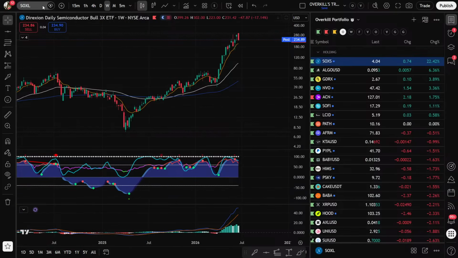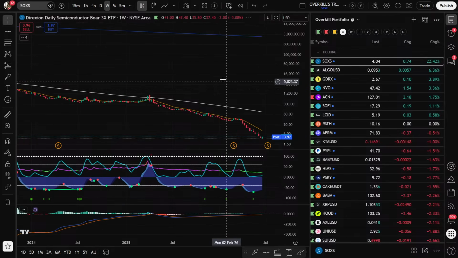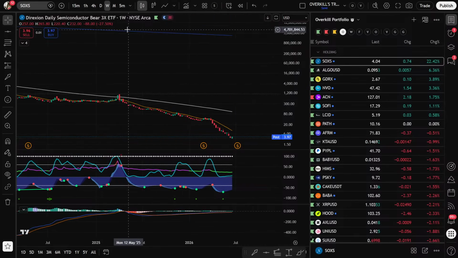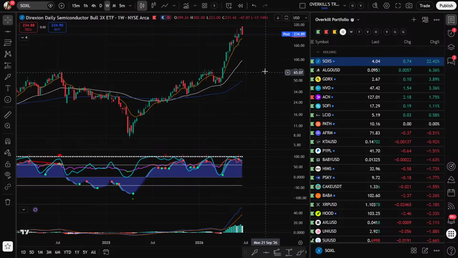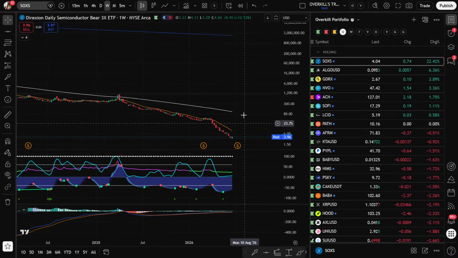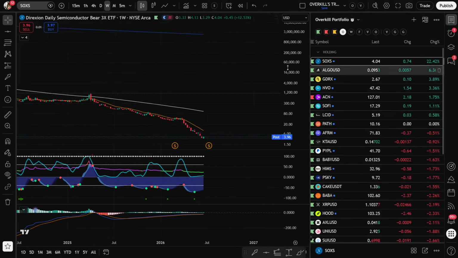So I'm thinking for this, right? This does the opposite of what SOXS does. This is the bear ETF. So if SOXL starts going down, this is the semiconductor bull ETF. If semiconductors start falling, right, and this retraces, okay, SOXS is going to go up. So it's an interesting trade.